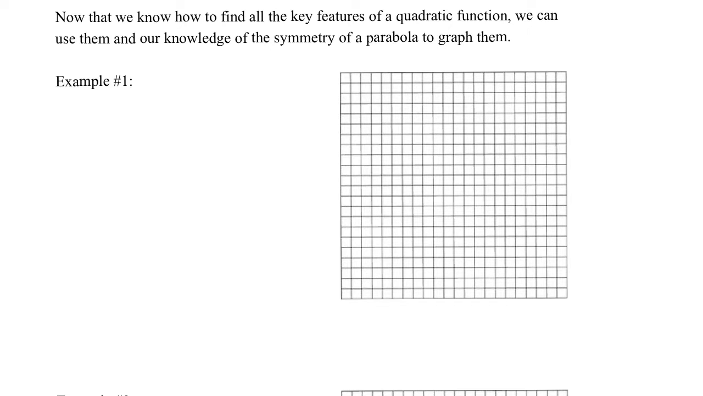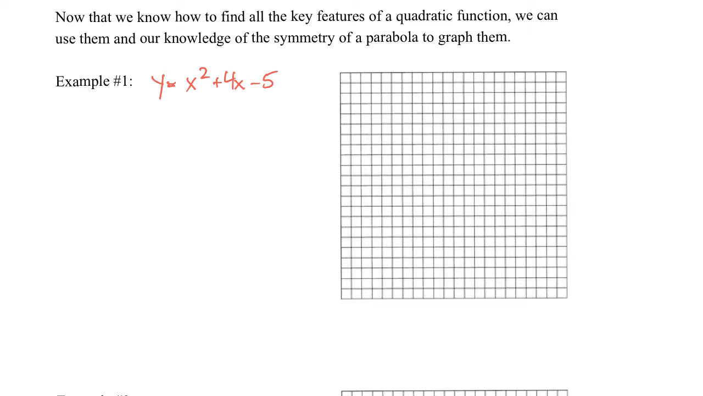So we're going to do two examples. These take a little bit of work, but you don't have to do a lot of them. So let's get started. Here's the first one: y equals x squared plus 4x minus 5.